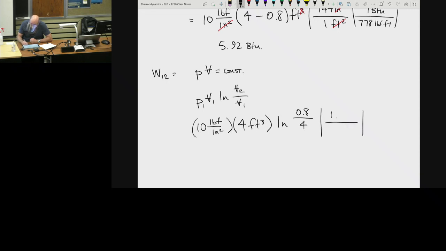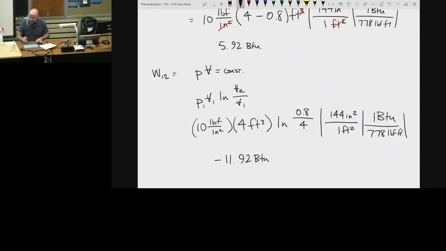So I'm going to say 144 inches squared for 1 foot squared, and 1 BTU is equal to 778 pounds force feet. So now I'm going to type this into my trusty calculator. 10 times 4 times the natural log of 0.8 divided by 4, times 144 divided by 778. This work here is negative 11.92 BTUs.